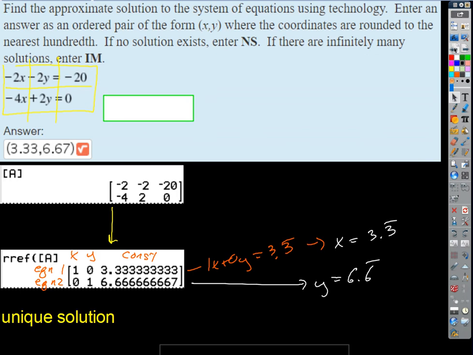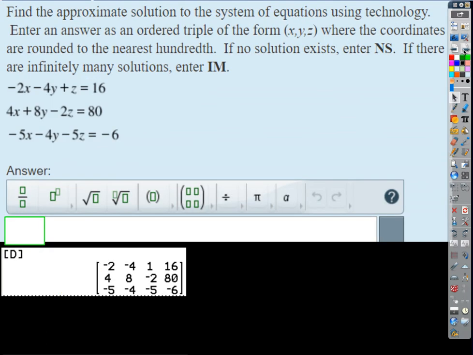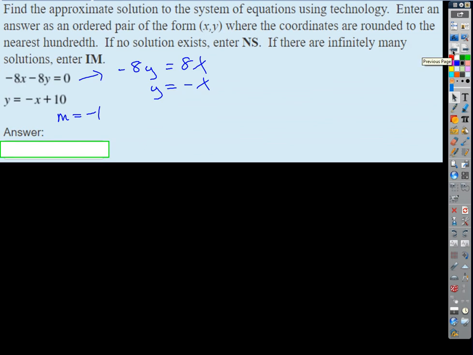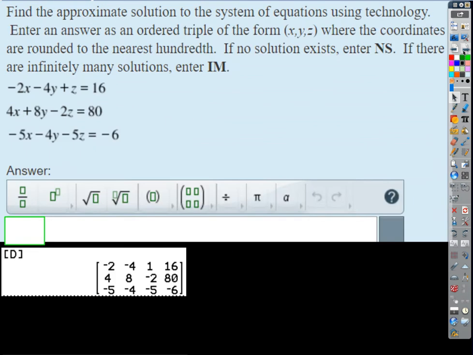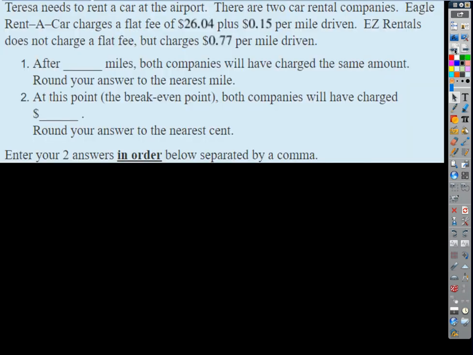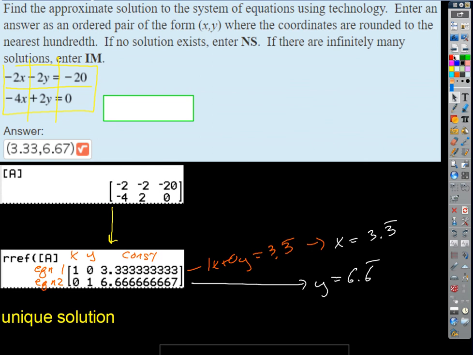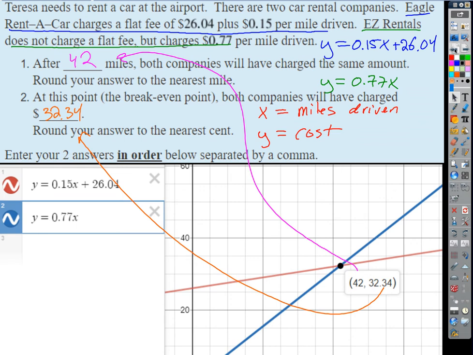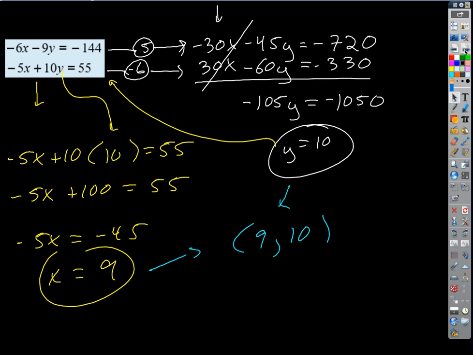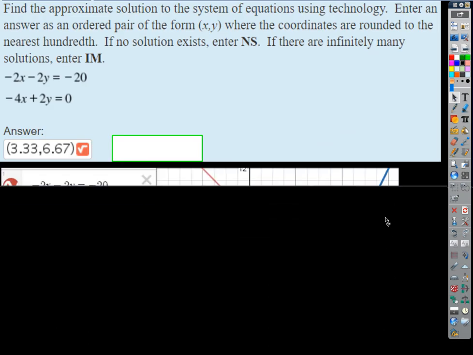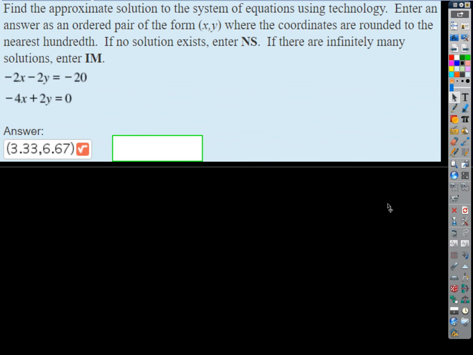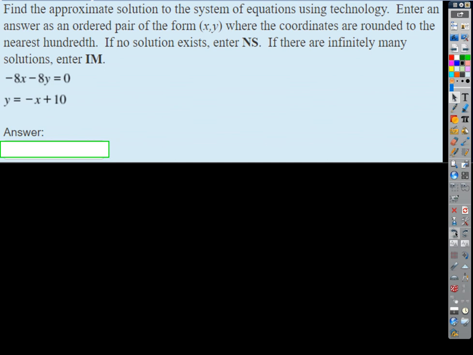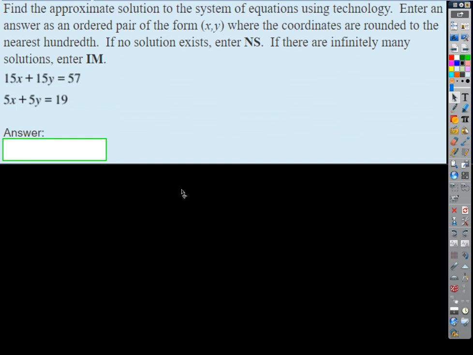Oops. Well, I got these. Somehow I got this kind of stuff. x plus y equals 3.3. Oh, there we go. That's right.